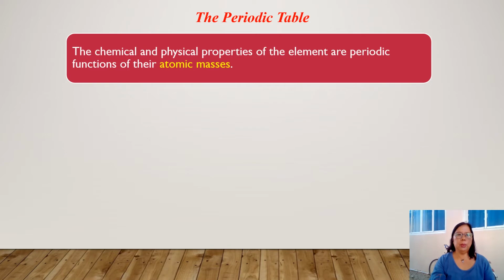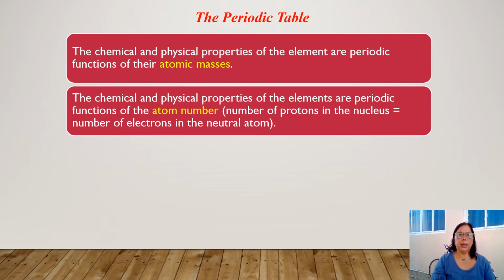So the periodic table presents you the chemical and physical properties of elements, and these are based also on periodic activities or functions, and one of them is according to their atomic masses. The chemical properties and physical properties of elements can also be classified according to the atomic number. So, the atomic number increases from 1 up to the last. This is the same with the atomic mass. It starts with the very light mass of hydrogen then going up.